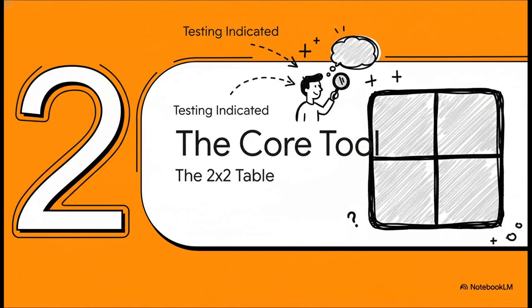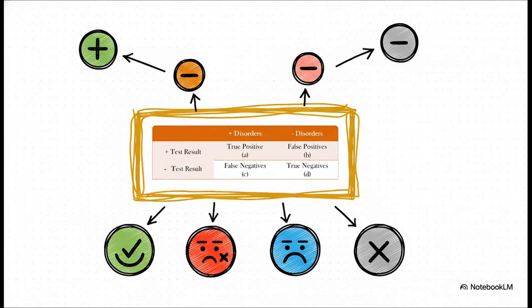Well, the foundation for absolutely everything that comes next is a simple but incredibly powerful tool, the 2x2 table. You're going to see this table a lot. It's the bedrock. All it does is compare the test result against the truth, what we call the gold standard, and that creates 4 possible outcomes. If you can understand these 4 boxes, you can understand everything else.